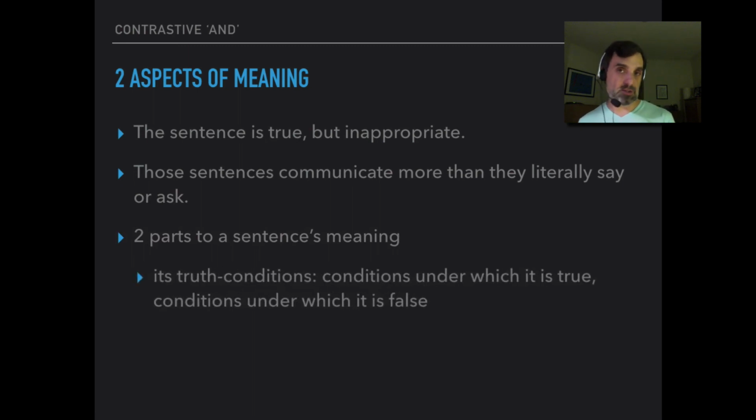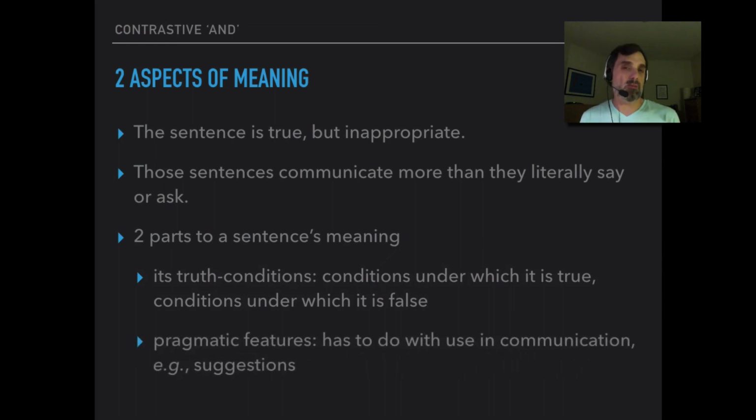There are the truth conditions. Those are the conditions under which it's true, and the conditions under which it's false. They say that the sentence says the world is a certain way, and either it is or it isn't, and the sentence is true or false. But then there's a second aspect to it, which are what we call the pragmatic features, which has to do with how it's used in communication and what, for example, suggestions it's used to make.